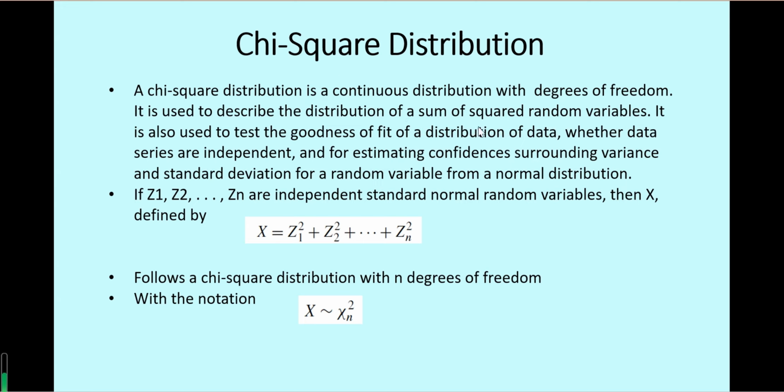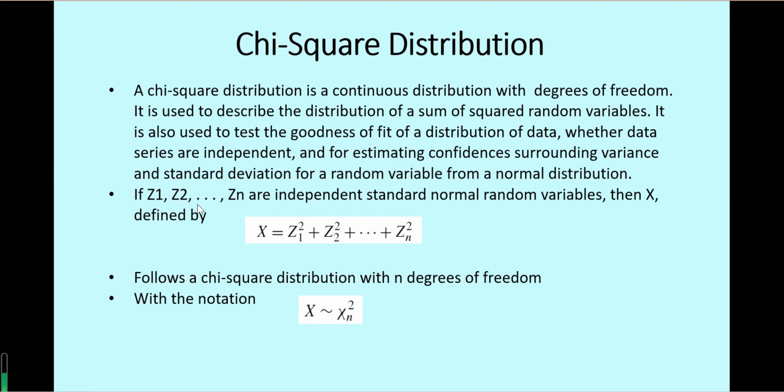So chi-square distribution's random variable is called second moment random variable. It is also used to test the goodness of fit of a distribution of data, in linear regression, and whether data series are independent. This is called independence test. It is also used for estimating confidence surrounding variance and standard deviation for a random variable from a normal distribution.